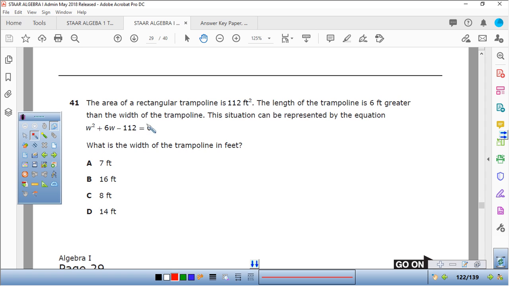Okay, so the area of a rectangular trampoline is that much. Area of a trampoline, so that means length times width is equal to this. The length of the trampoline is 6 feet greater than the width. What situation is represented by this one right here? What is the width of the trampoline in feet?